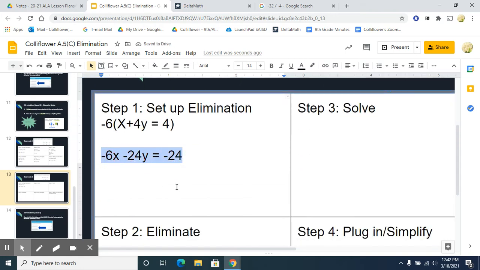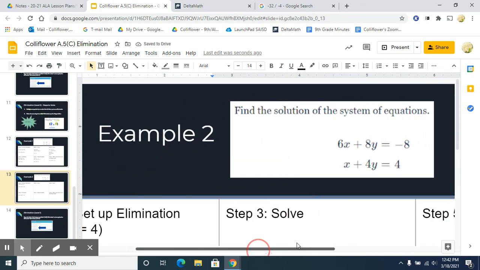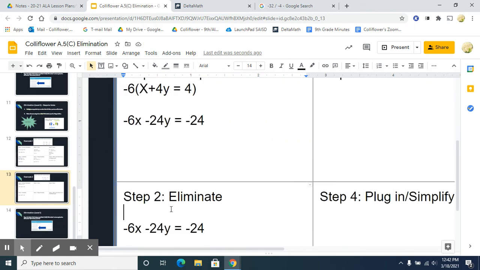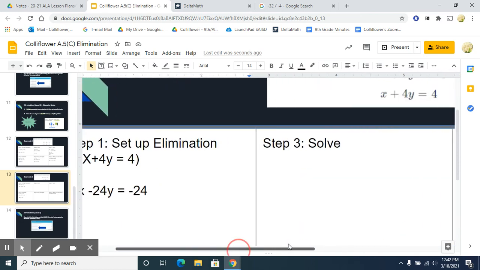I'm going to take this equivalent equation here. I'm going to take the first equation, 6x plus 8y equals negative 8. And I'm going to add these two together to eliminate the x variable. 6x plus negative 6x is 0x, and so I don't need to write it. 8y's plus negative 24y's is going to give me negative 16y's. And negative 8 plus negative 24 is going to give me negative 32. Now I can take this equation here and use that to solve for y.